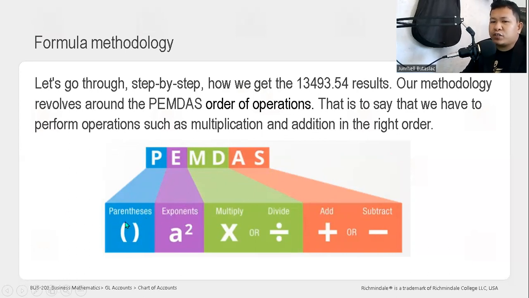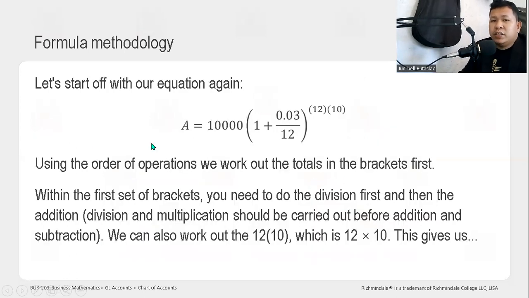So we have to start with the parentheses. Second is exponent. Next is the multiplication or division, but this can be interchanged. Then after that, addition and then subtraction. I hope you can recall this one because this is very important, especially if you don't have a scientific calculator, so at least you can just solve it manually. So let's start off with our equation again.